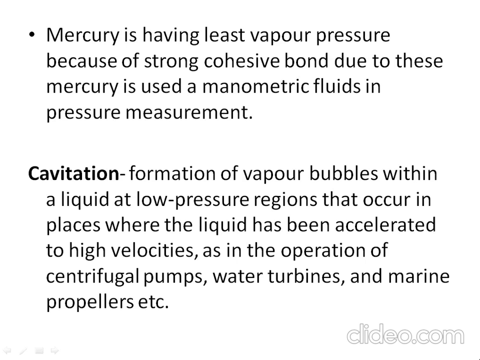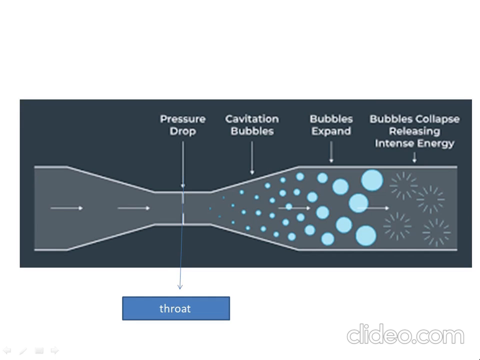Cavitation. Formation of vapor bubbles within a liquid at low pressure region that occurs in places where the liquid has been accelerated to high velocities, as in the operation of centrifugal pumps, water turbines, and marine propellers, etc. Now let's see the picture. Whenever in a flowing fluid the pressure of the flowing fluid becomes less than the saturated vapor pressure, boiling will start and bubbles are formed.